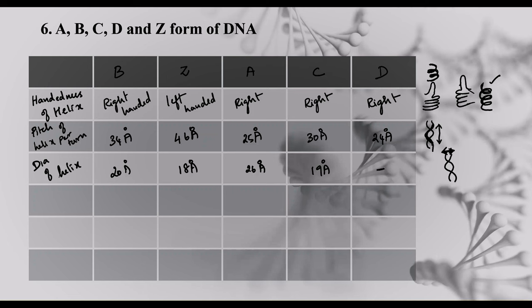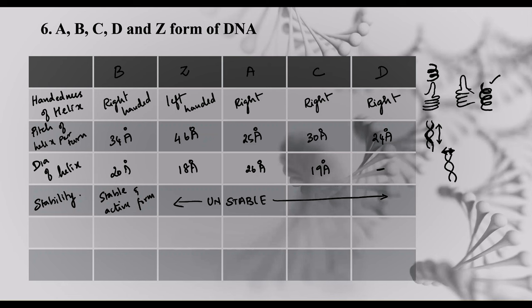The next thing is stability. Here the B form is highly stable, and it is also physiologically in the active form. The remaining Z, A, C and also D are unstable. So this is all about unstable: Z, A, C and also D.